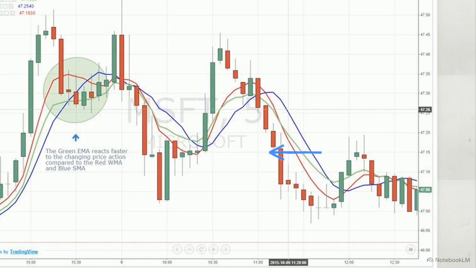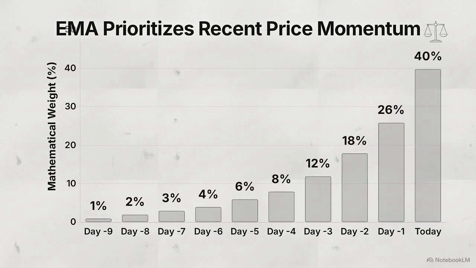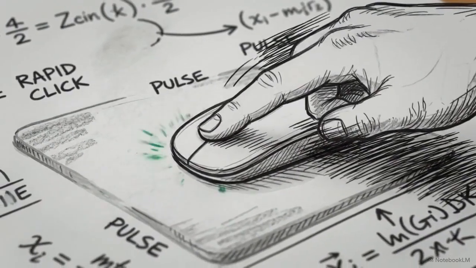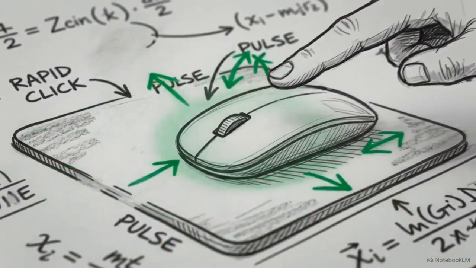This chart shows the alternative. Notice how the green EMA line drops sharply, hugging the falling price candles much tighter than the red and blue SMA lines. The exponential moving average places heavier mathematical weight on recent price action, allowing it to react quickly to sudden changes in momentum. In financial markets, speed is your primary advantage. Relying on lagging SMA data is a liability, which is why professionals use the EMA.